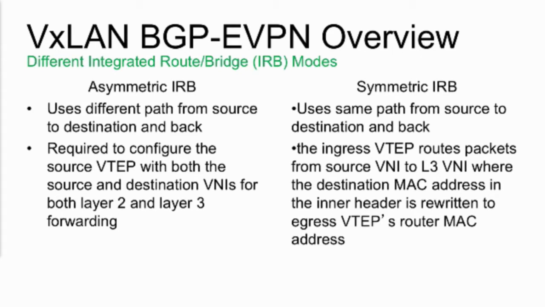So the layer 2 VNI communicates with the layer 3 VNI of the same tenant on the same VTEP, and then forwards the packet to the remote VTEP on the layer 3 VNI. The layer 3 VNI then communicates to the local layer 2 VNI where the actual host resides, and forwards the packet to the host. On the reverse, again, the same process. So it uses the same path back and forth for the symmetric IRB. The Cisco platforms support symmetric, they do not support asymmetric IRB.